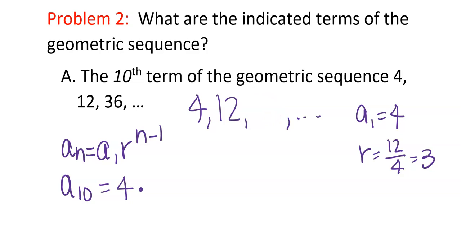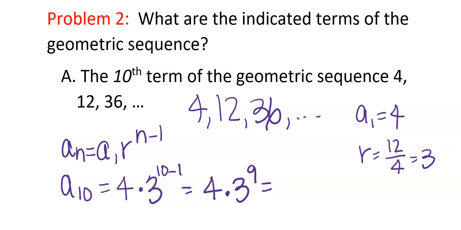Oops, this is supposed to be 36. That's why it wasn't working. Okay, and 36 divided by 12 would also be 3. So whatever two that you do, they have to be side by side, and you're going to divide them. So we get 3, and then 10 minus 1 would be 9. So what we're calculating is 4 times 3 to the 9. Whatever that number is, that is our answer.